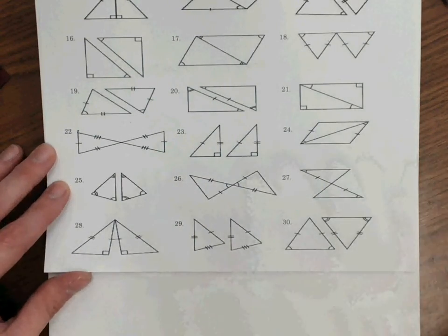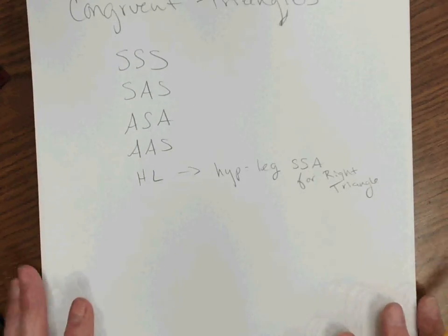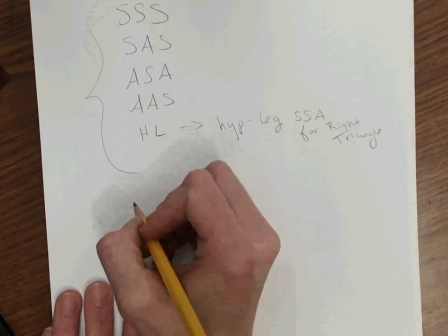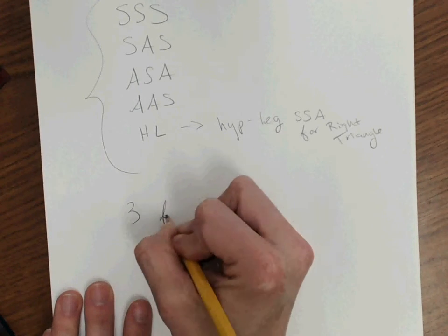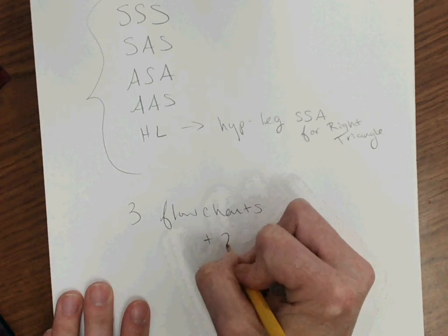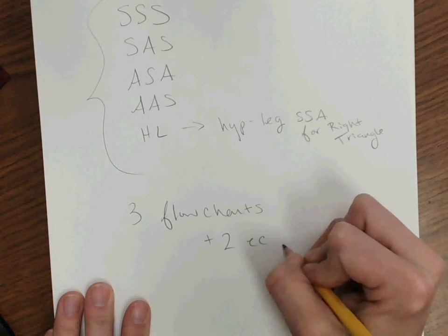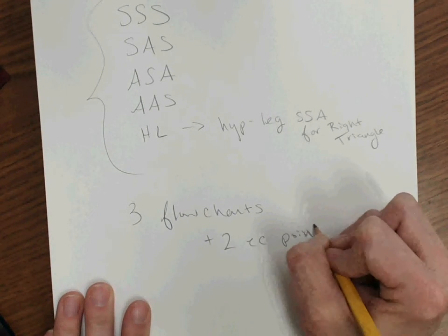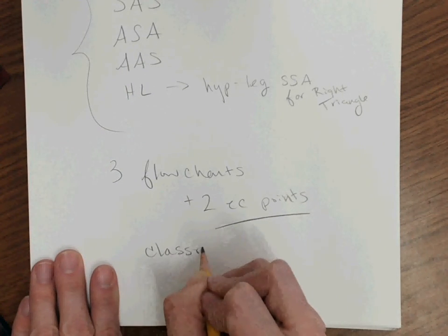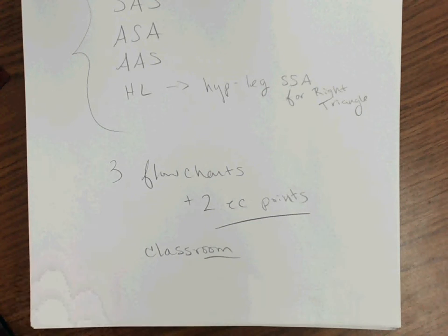All that you're doing is telling me yes or no. And if they are, tell me which one you're using. And how about I'll formalize this a little bit. If you give me 3 flowcharts of your choice, it'll be plus 2 extra credit points. Okay? Remember to let me know in classroom if you did that. And I'm not going to post this in classroom.